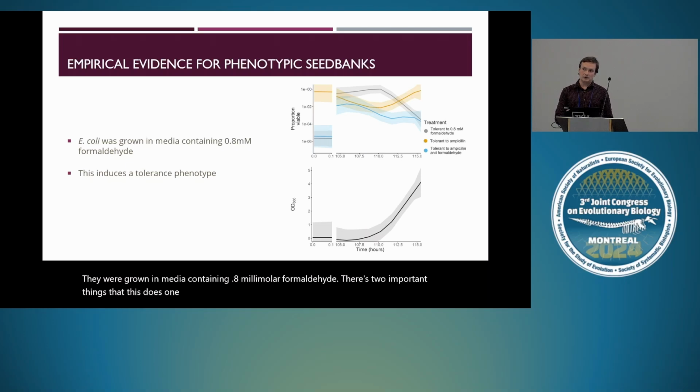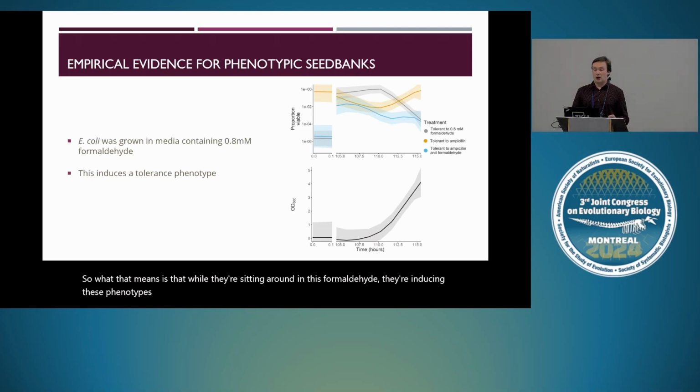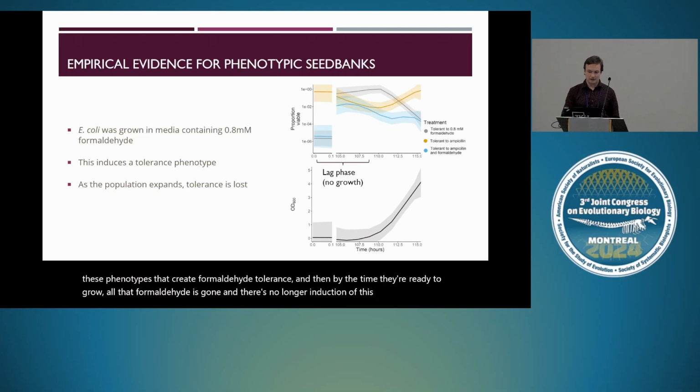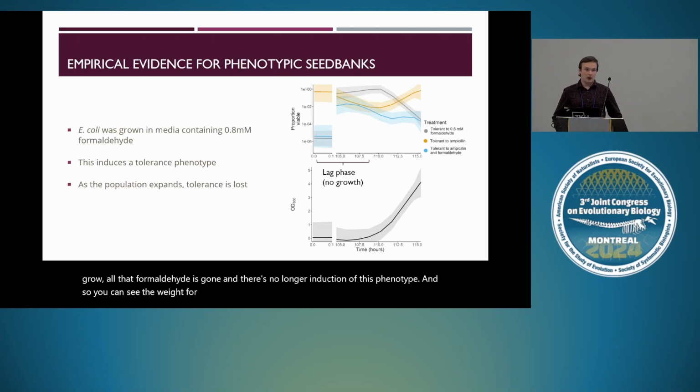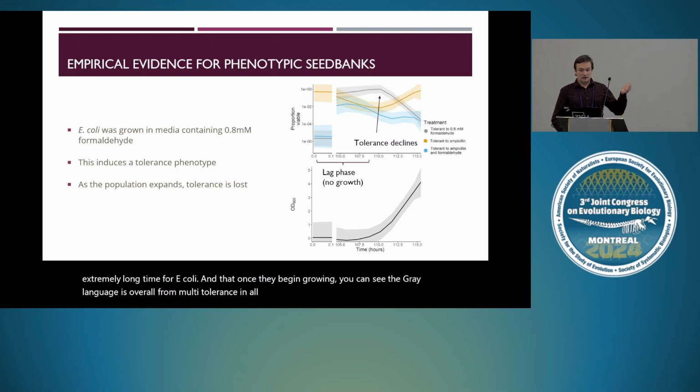One is that it acts as a bacteriostat until the concentration of formaldehyde is sufficiently depleted that allows growth. So what that means is that while they're sitting around in this formaldehyde, they're inducing these phenotypes that create formaldehyde tolerance. And then by the time they're ready to grow, all that formaldehyde is gone, and there's no longer induction of this phenotype. And so you can see they wait for about 105 hours before they start growing, which is an extremely long time for E. coli. And once they begin growing, you can see the gray line, which is overall formaldehyde tolerance in all the population, begins to rapidly decline due to the dilution of that phenotype due to growth.